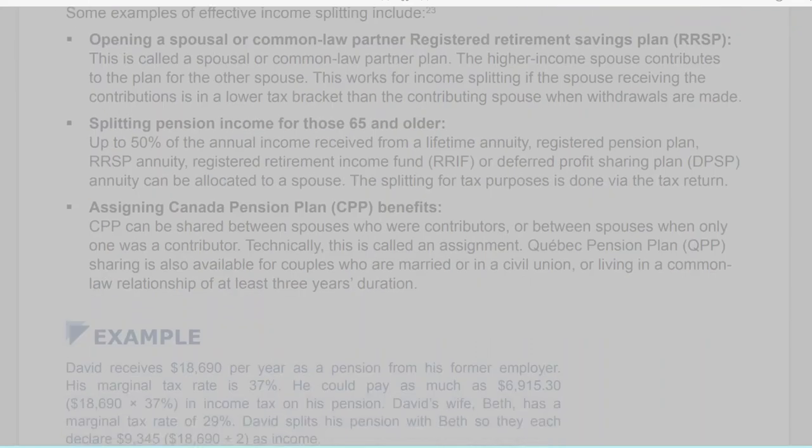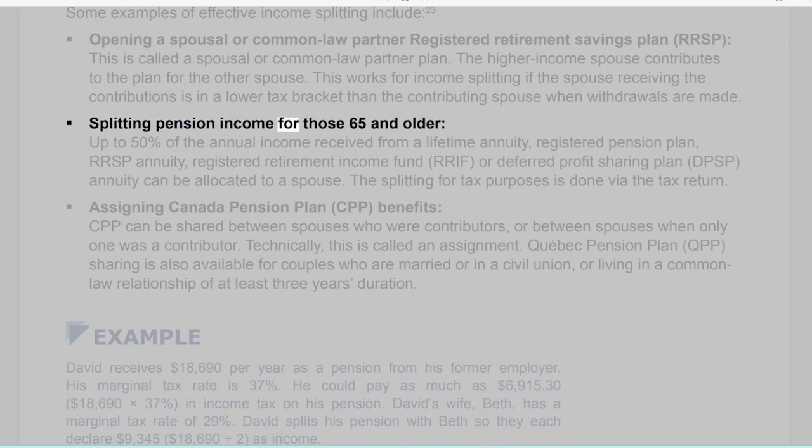Some examples of effective income splitting include opening a spousal or common law partner registered retirement savings plan, RRSP. This is called a spousal or common law partner plan. The higher income spouse contributes to the plan for the other spouse. This works for income splitting if the spouse receiving the contributions is in a lower tax bracket than the contributing spouse when withdrawals are made.